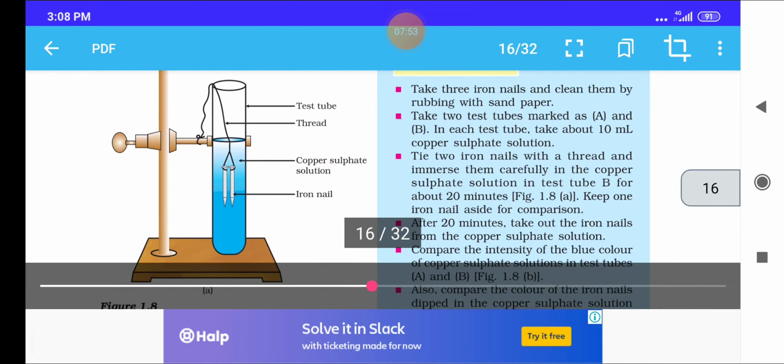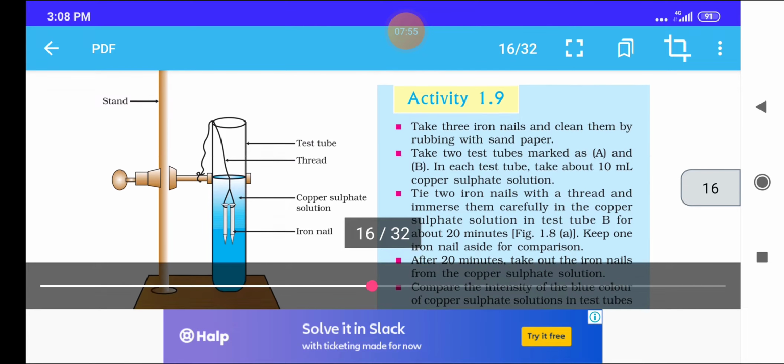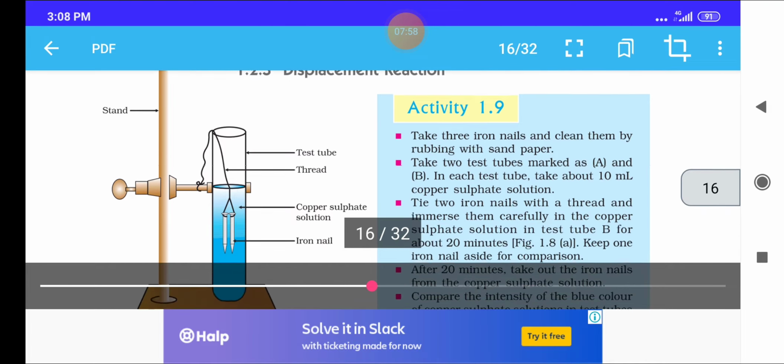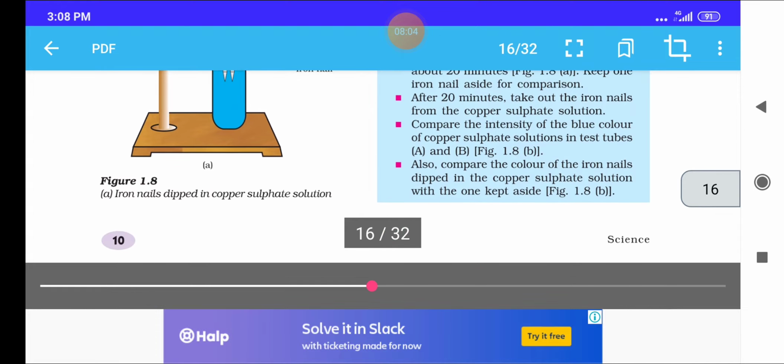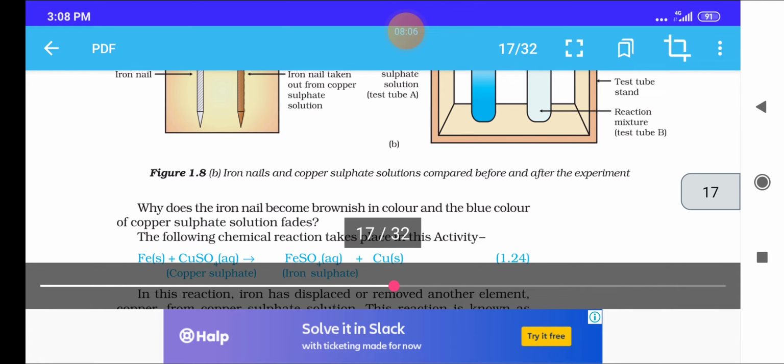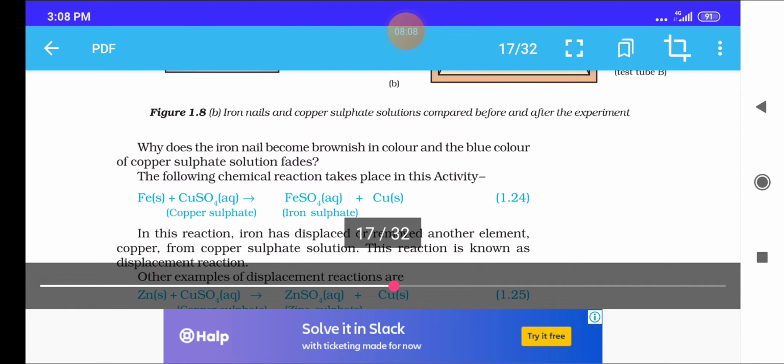Another is the displacement reaction. What is displacement? It means Visthapan Kriya. Iron nails are placed in copper sulfate solution. Copper sulfate solution is blue in color. The more active metal, iron, will displace the copper from its solution, and copper will settle down, and the solution of copper sulfate is converted to ferrous sulfate, iron sulfate.